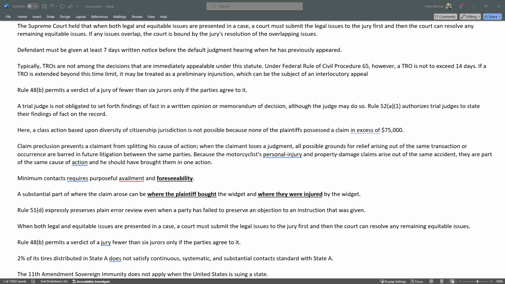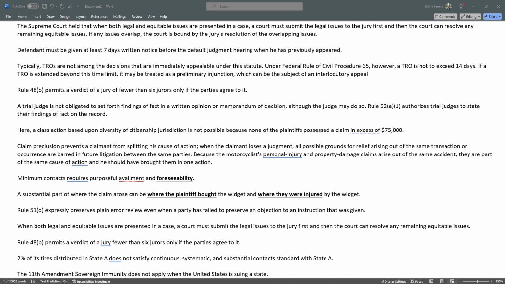Rule 48(b) permits a verdict of a jury of fewer than 6 jurors only if the parties agree to it. A trial judge is not obligated to set forth findings of fact in a written opinion or memorandum of decision, although the judge may do so. Rule 52(a)(1) authorizes trial judges to state their findings of fact on the record.